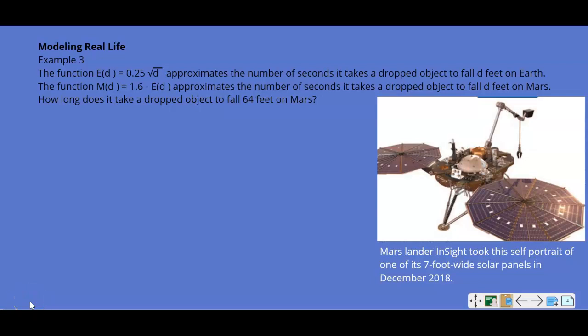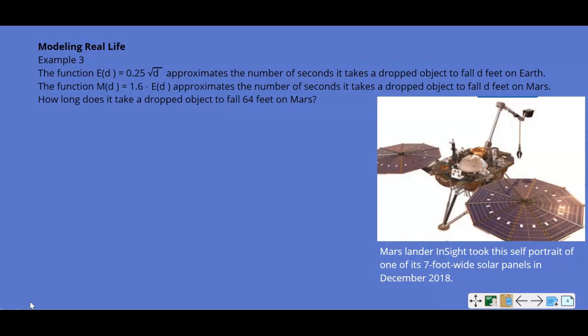Graphing radical functions, part 2. We're on example 3, modeling real life. The function E(d) equals 0.25 times the square root of d approximates the number of seconds it takes a dropped object to fall d feet on Earth. The function M(d) equals 1.6 times E(d) approximates the number of seconds it takes a dropped object to fall d feet on Mars. How long does it take a dropped object to fall 64 feet on Mars?